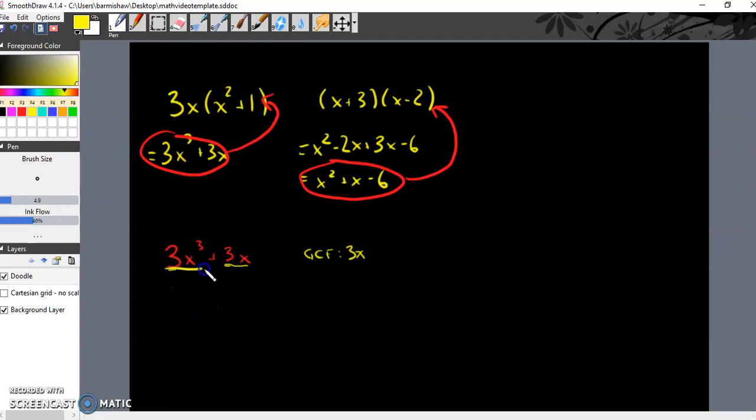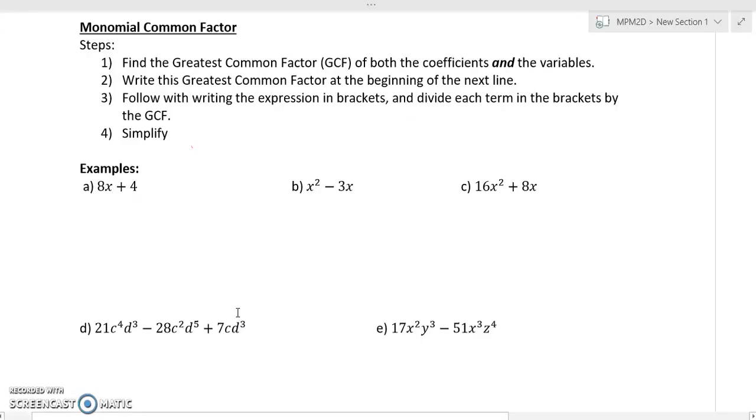So if I were to divide both of these by 3x, let's see what that would turn out to be. 3x cubed divided by 3x is just x squared, and 3x divided by itself is just 1. Just like that, right? Now where did the 3x go? So actually let's write that down. What we're going to do is write down our greatest common factor first, and then in brackets we're going to write down what the remainder is once it's been divided into both terms, right? So we had x squared plus 1. We'll go back to the worksheet here and we're going to work on a bunch of other examples.